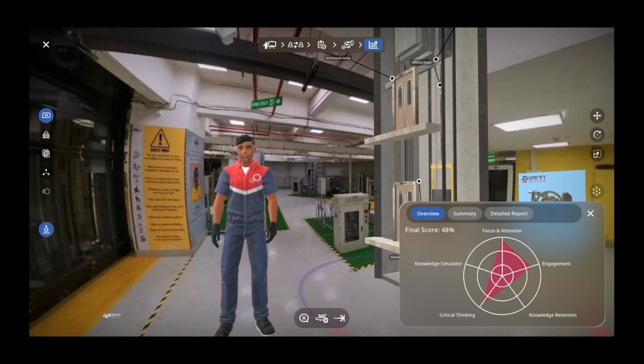This is your overview chart and your score is final score, 48%. Click on Summary or Details report for more information.